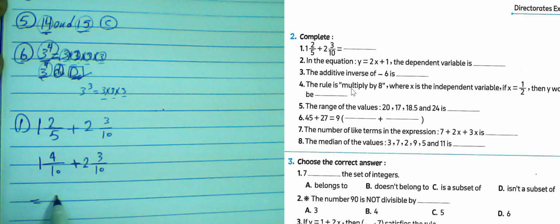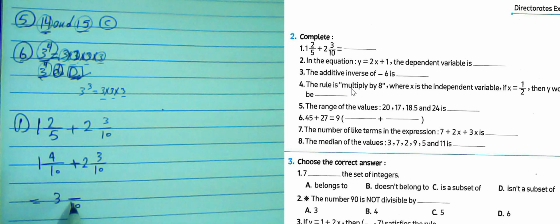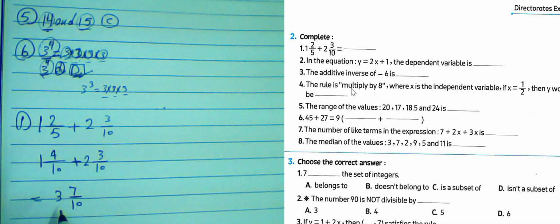Sum of them: 2 plus 1 equals 3. And then write 10 in the denominator. 3 plus 4 equals 7. So the result will be 3 and 7 over 10. Next question.